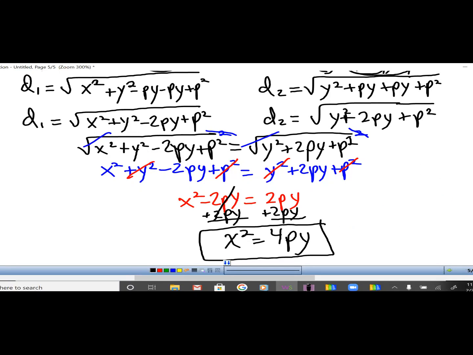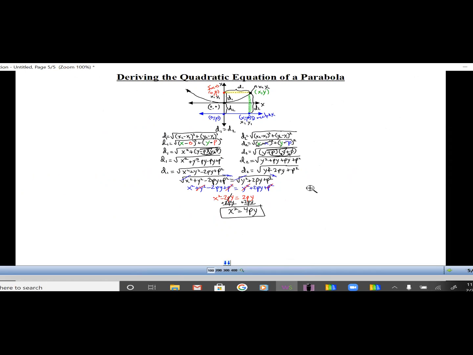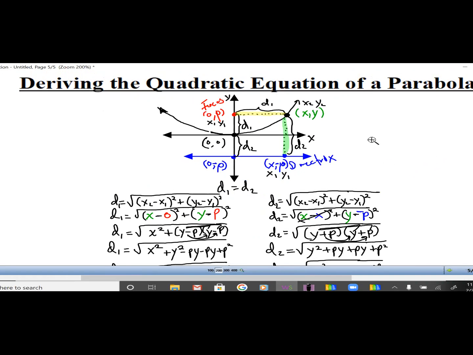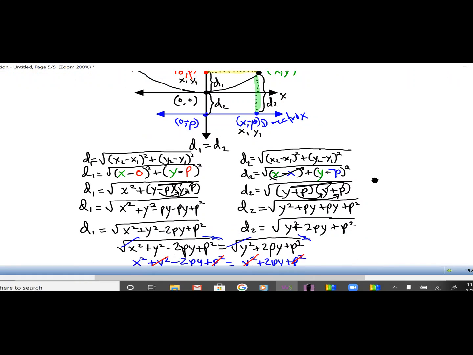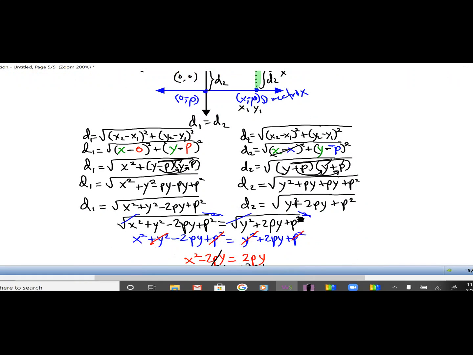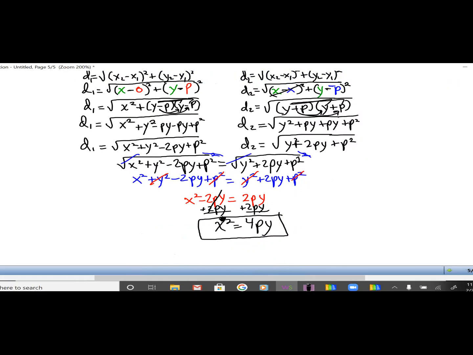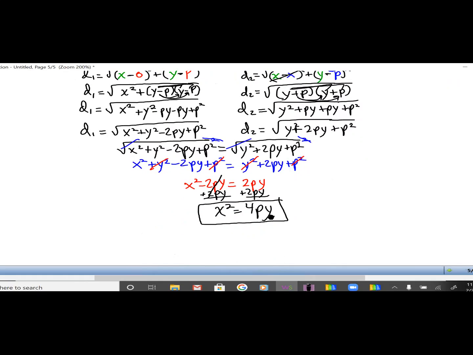And now let me zoom out so we can see the beautiful artwork. Look at that. You guys see that it looks like a heart? Aww. Some of you are like, I don't know about that, Miss Q. That's what we call deriving the quadratic equation of a parabola, okay? So what does it come from? It comes from these two distances, distance 1 and distance 2. I just used the distance formula and substituted values to derive x squared equals 4py. This is our standard form equation.